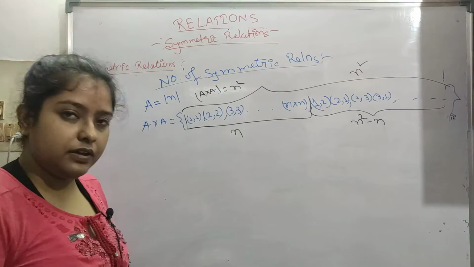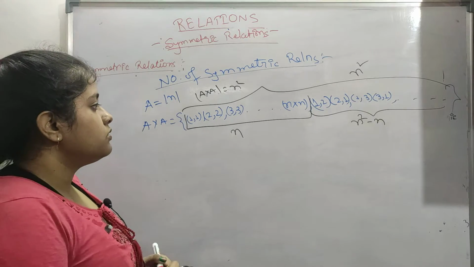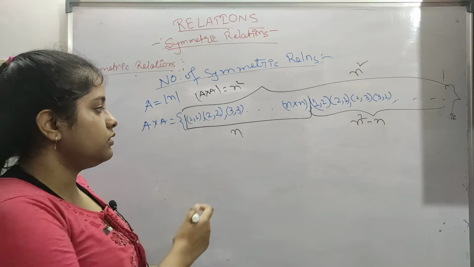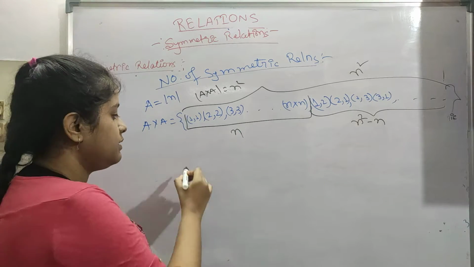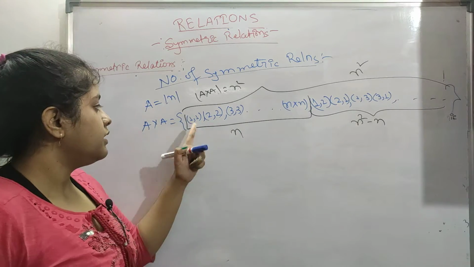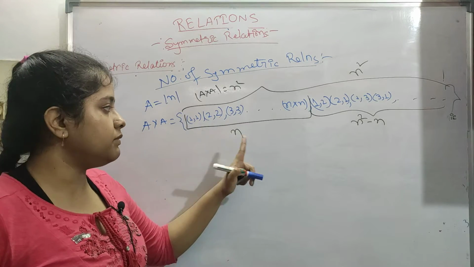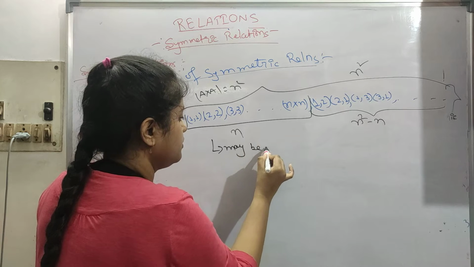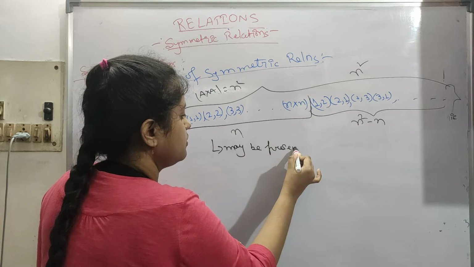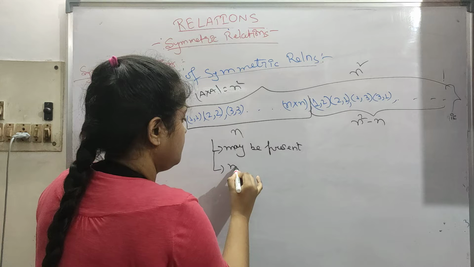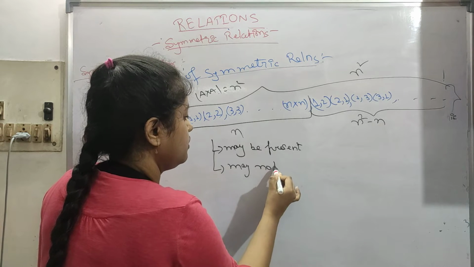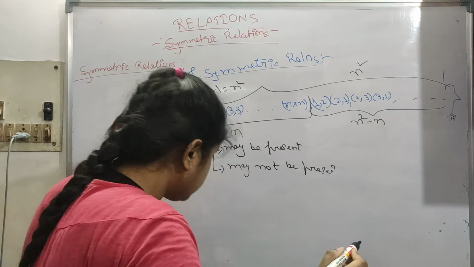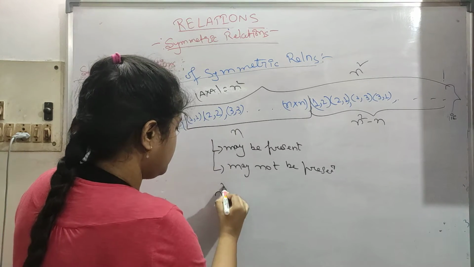So now we have to find the number of relations. Previously this part was either present or not present, so we were not considering it, but here for symmetric relations we have to consider that this part may be present or may not be present. So for the diagonal part it is 2 to the power n.